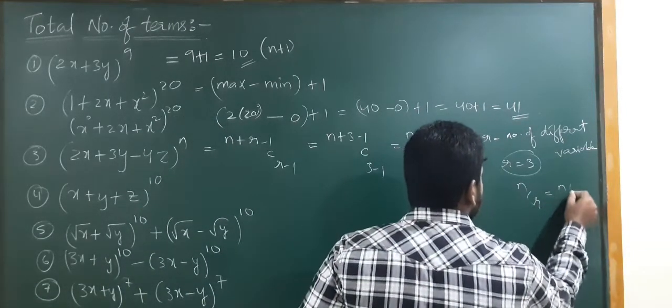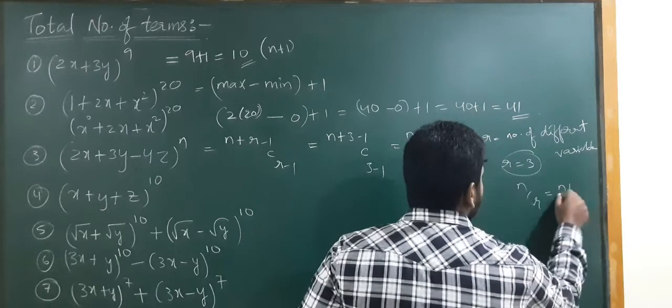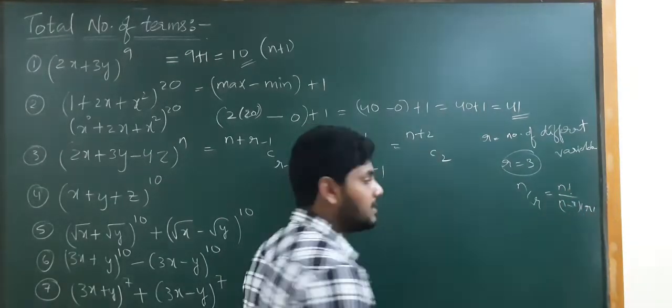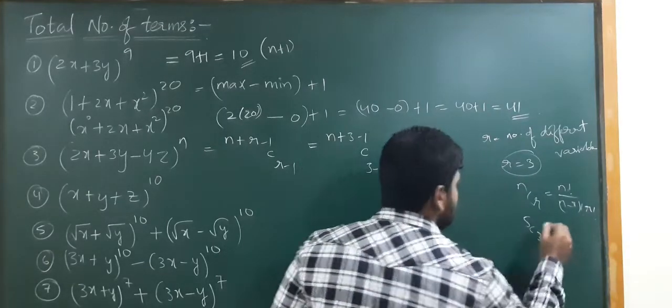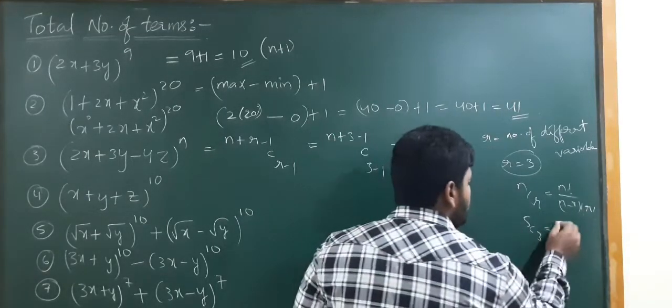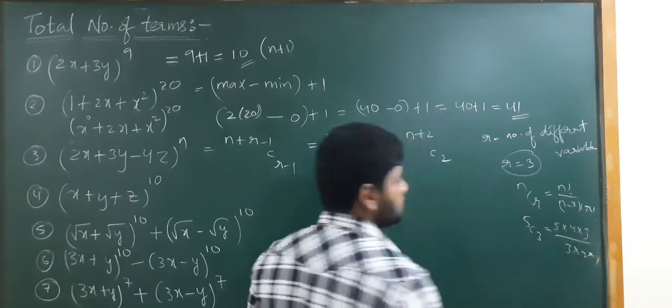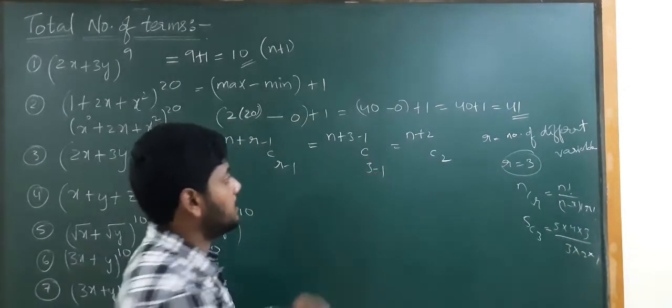nCr is equal to n factorial divided by (n minus r) factorial into r factorial. This is one type of formula. For example, if we have 5C3, how will we expand it? 5 will expand 3 times: 5 into 4 into 3, over 3 into 2 into 1. In that method we will expand this.